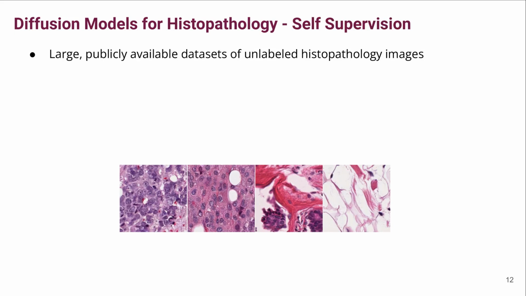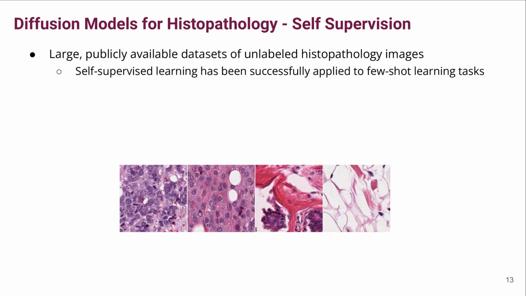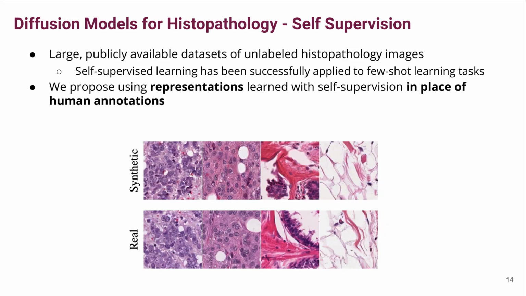There are vast amounts of unlabeled data in these domains. Previous works have shown that self-supervised learning approaches can be successfully leveraged for tasks such as classification and segmentation, where again the pathologist's annotations are limited. Therefore, we propose using representations extracted from self-supervised learning methods in place of human annotations to train a diffusion model. Since these representations can be used to classify and segment these patches, we know that they encode the important textual and semantic information that we need to synthesize new images.